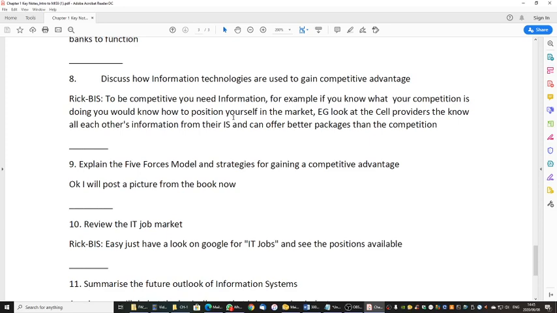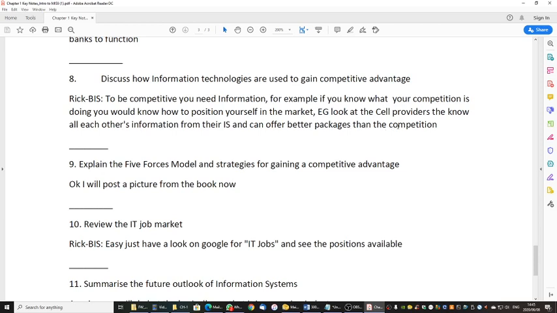You need to know what your competition is doing, and you need to know what is out there on the market. Even if it is as simple as going and Googling some facts in the form of research, you will get back information that will assist you to run your business. If you know what your competition is doing, you would know how to position yourself in the market. And they have used already the example, cell providers know each other's information or information about the general cellular network so that they can offer better packages than the competition.